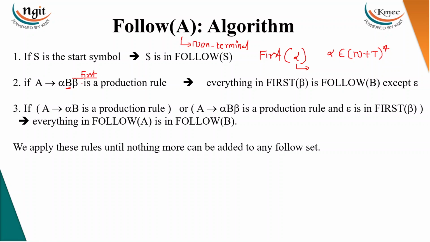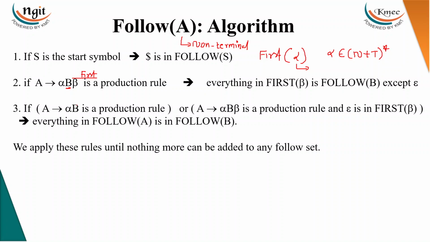We have to find the FIRST of all the remaining symbols. If it is a terminal, take it. If it is epsilon, we'll discuss what to do. If it is a non-terminal, find the FIRST of it, because neither the FOLLOW set nor the FIRST set ever contains non-terminals. They contain only terminals, or sometimes epsilon in FIRST and dollar in FOLLOW. By mistake also, you are not supposed to take a non-terminal in the FOLLOW set. So if you are asked to find the FOLLOW of B, and B is followed by something, then find the FIRST of it. That's what we have given here.